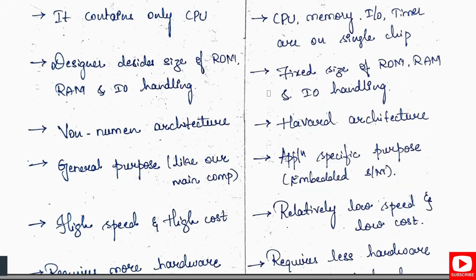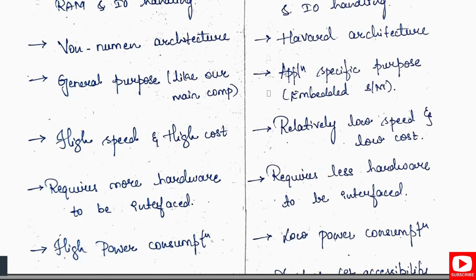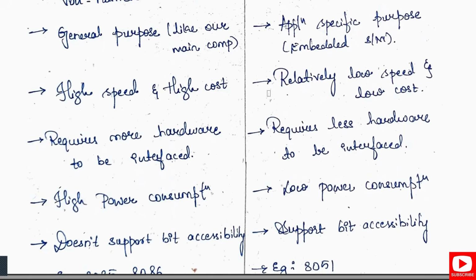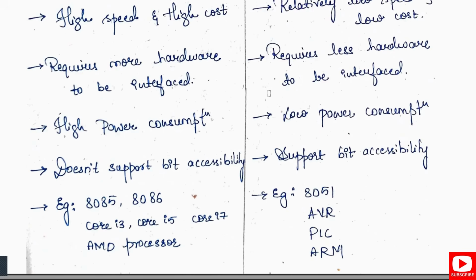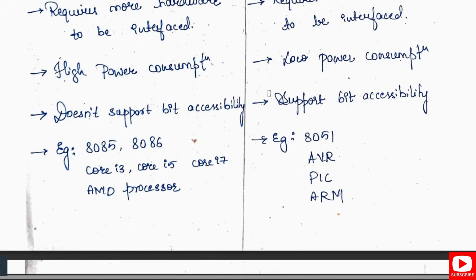The microprocessor is general purpose, as you can see in our computers where it is used. But the microcontroller is application specific, that is, it is used in specific embedded systems. The microprocessor is of high speed and high cost, but microcontrollers are relatively low speed and low cost. This requires more hardware to be interfaced, while that has less hardware. Power consumption is high, power consumption is low. It does not support bit accessibility, while that supports it. Examples: 8085, 8086, Core i3, Core i5, Core i7, AMD processors. Here it is 8051, AVR, PIC, and ARM microcontrollers.